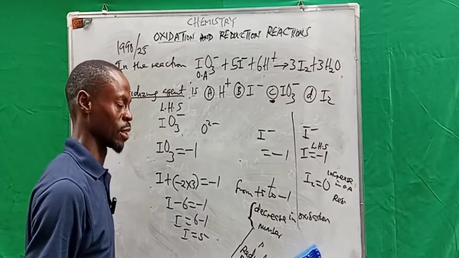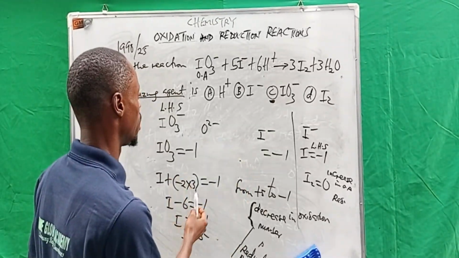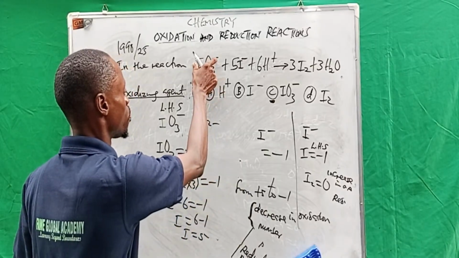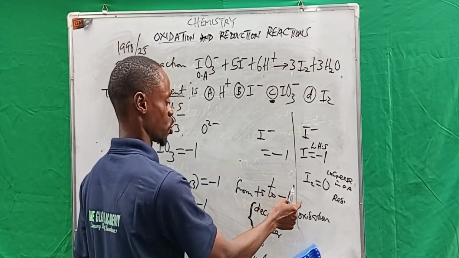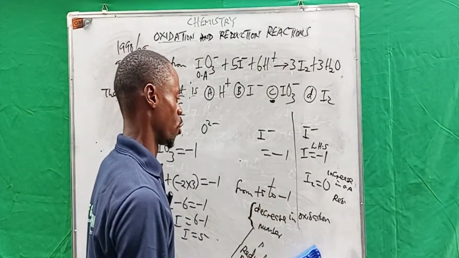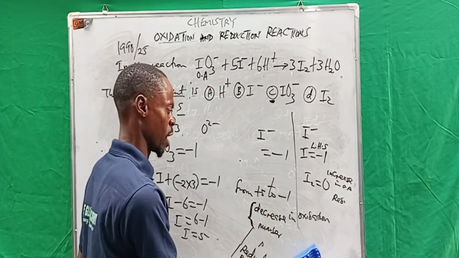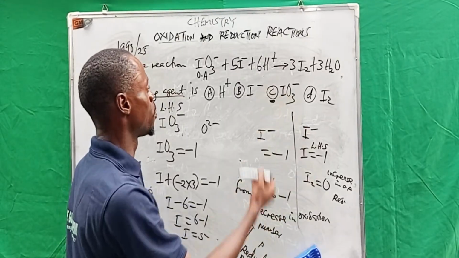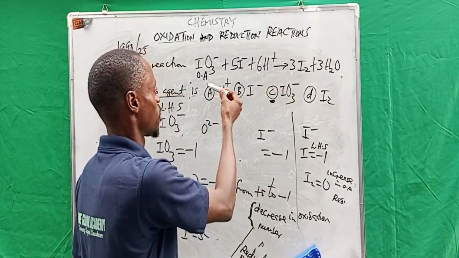How did we determine that? We found out that the oxidation number of iodine from this species to this species was from plus 5 to minus 1, a clear indication that there was a decrease in oxidation number. And a decrease in oxidation number is what we call reduction reaction, which is exhibited or possessed by an oxidizing agent.